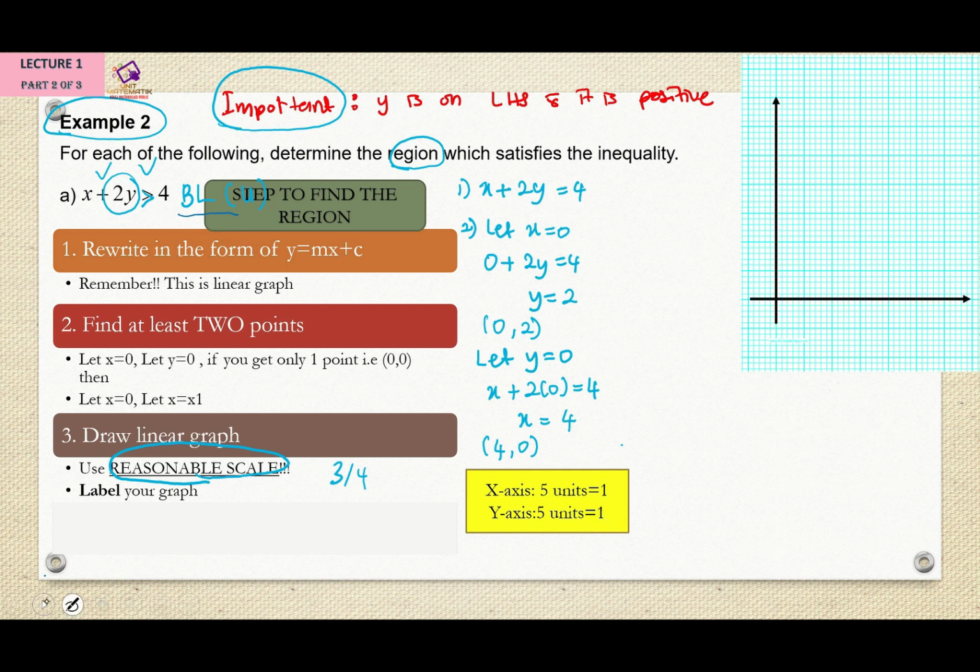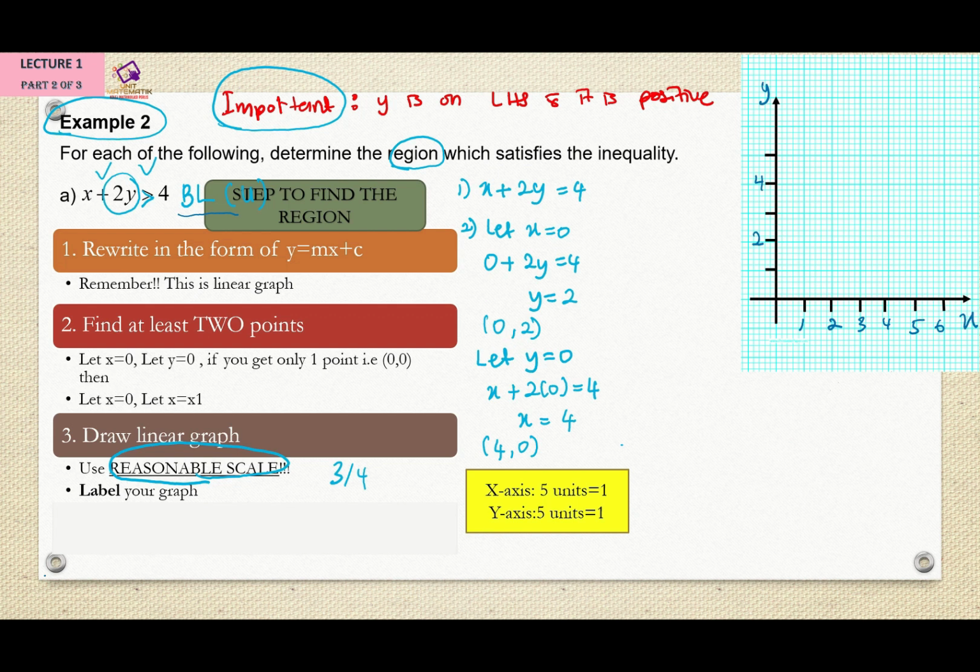First thing first, we need to draw your axis. This is x-axis and this is y-axis. Since we use the scale 5 units equals to 1 for both x and y, we will have it like this. Here we can write 1, 2, 3, 4, 5, 6 for the x-axis, and for y we can write like this, 2, 4, as long as you are using the correct scale.